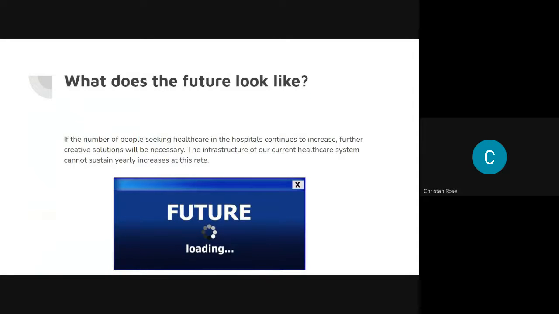So what does the future look like? If the number of people seeking healthcare in the hospitals continues to increase, further creative solutions will be necessary. The infrastructure of our current healthcare system cannot sustain yearly increases at this rate. One of the things that I have observed personally in our hospital is that people are sicker than they have previously been, and that leads to more complex care and longer hospital stays.